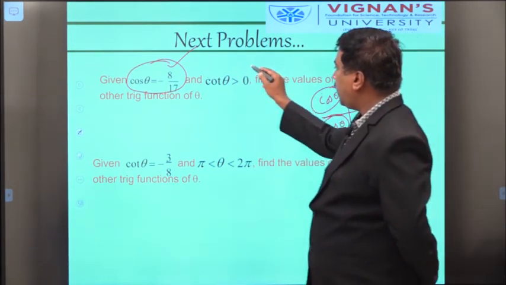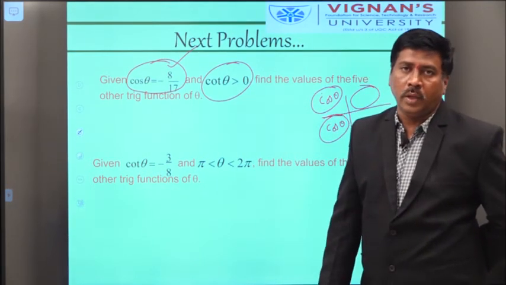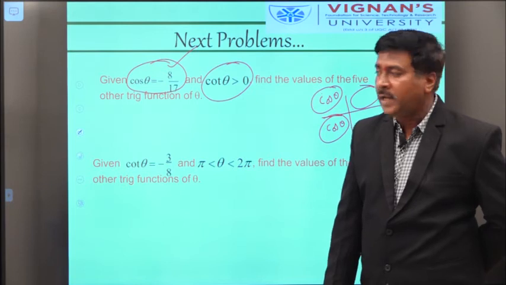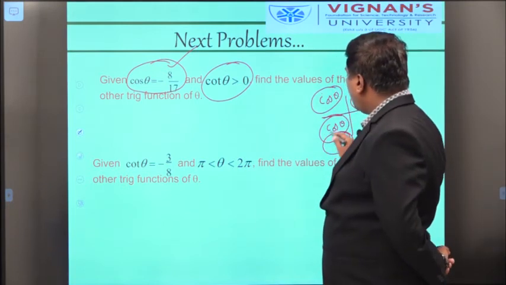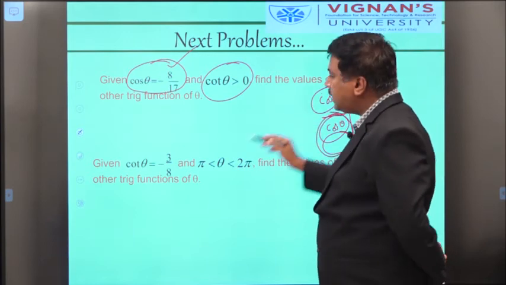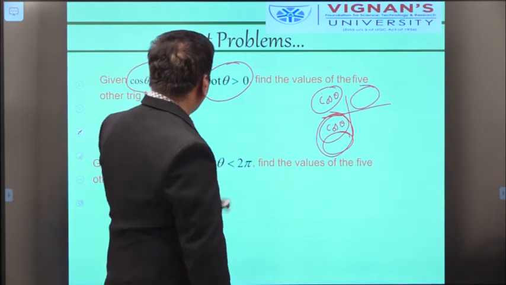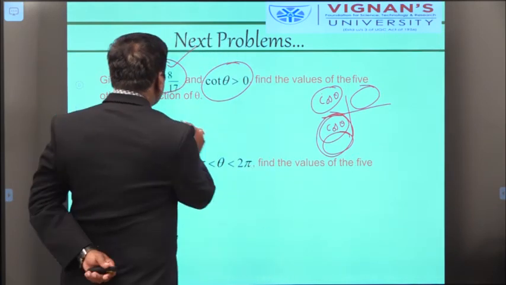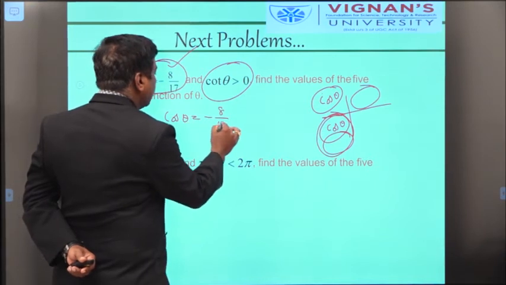Again, the condition given is that the cot theta value is greater than 0. That means where is the cot theta value greater than 0? In the third quadrant. Therefore, here the theta value lies in the third quadrant of the coordinate plane. So tan and cot are positive, because this is cos theta equal to minus 8 by 17.